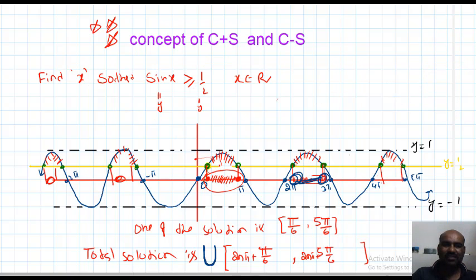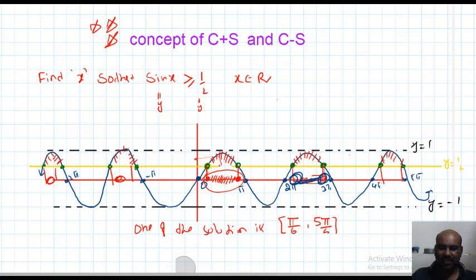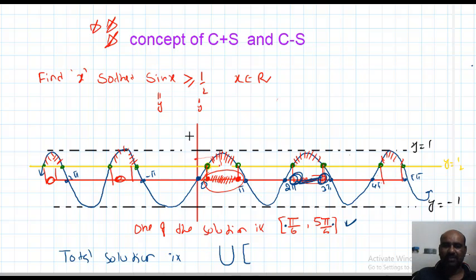Understood? Once again, I want to write this, very, very important. That's why I want to rub this out and write again. Observe all of you. Union, and here, since equality is not there, only greater than, you need to write the open bracket: union of (2nπ + π/6, 2nπ + 5π/6) where n belongs to Z. This is the solution for this problem.